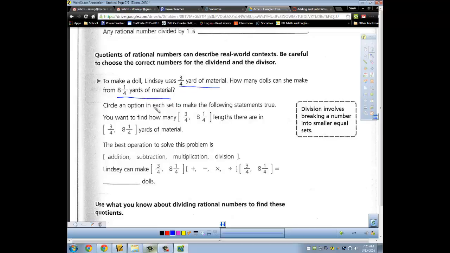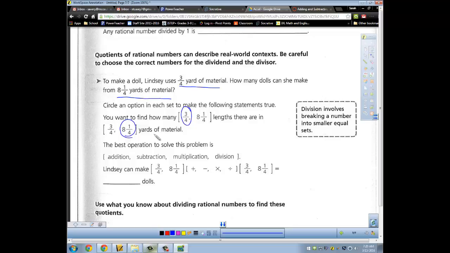So they want us to circle options that are true. You want to find how many 3/4 lengths, because that's what we're going to be using to make the doll, there are in 8 1/4 yards. So we're figuring out how many sections of 3/4 yards can I get out of this total 8 1/4 yard.